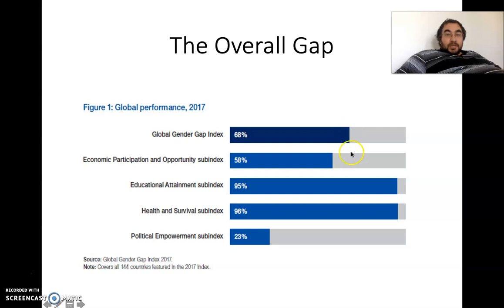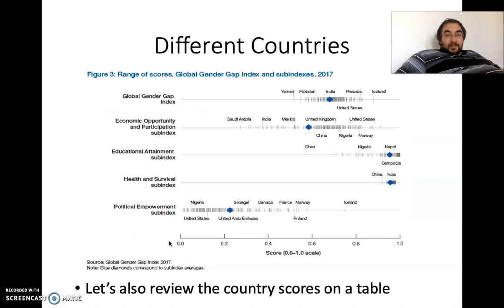Well, the global gender gap is 68%. The best will be 100%. Educational attainment and health and survival sub-indices are relatively high, 95 and 96%. Economic participation and opportunity is 58, not that good, basically. And political empowerment is very low. So you see more deviation in economic participation and political empowerment. That's one thing that is clearly visible.